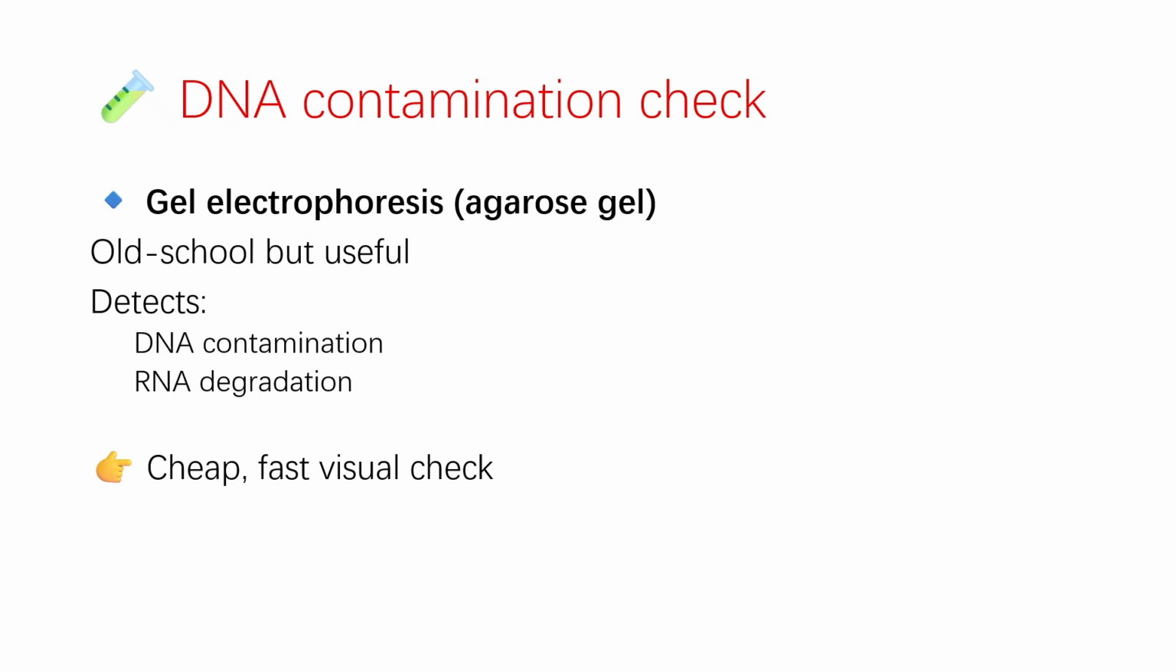We can check for DNA contamination in RNA samples using methods like agarose gel or control assays. This is important because leftover genomic DNA can interfere with downstream analysis and lead to inaccurate results.